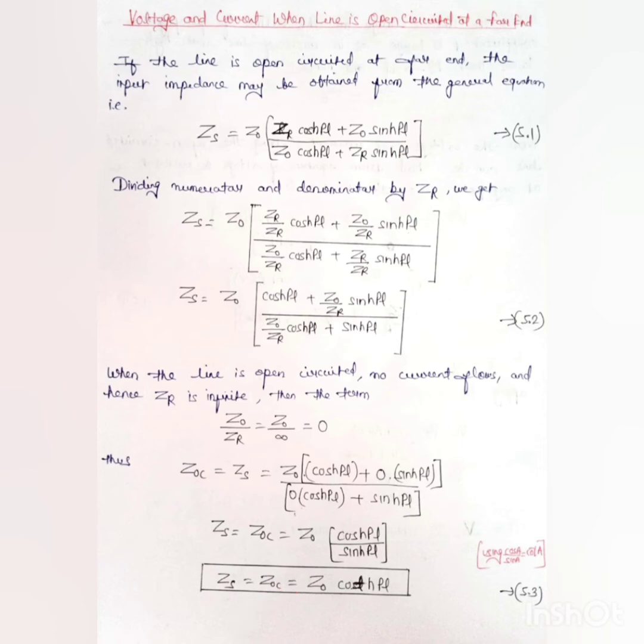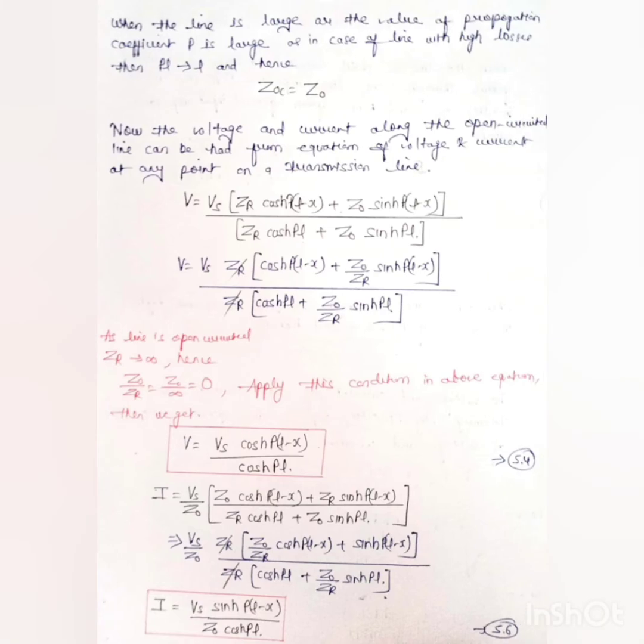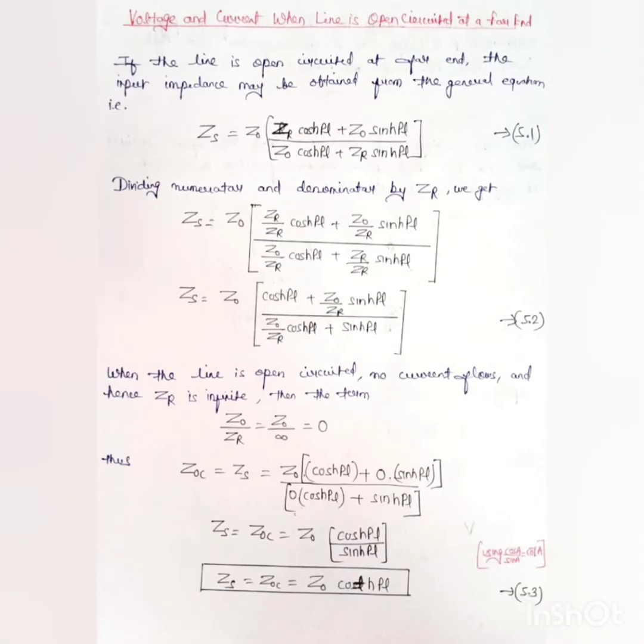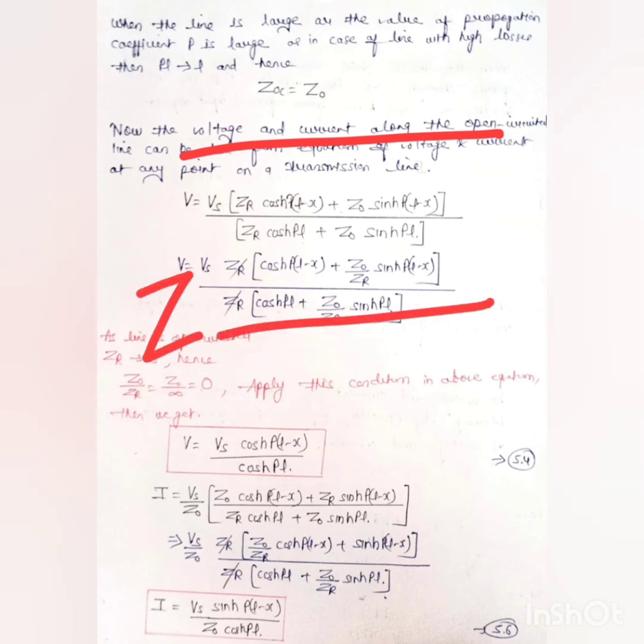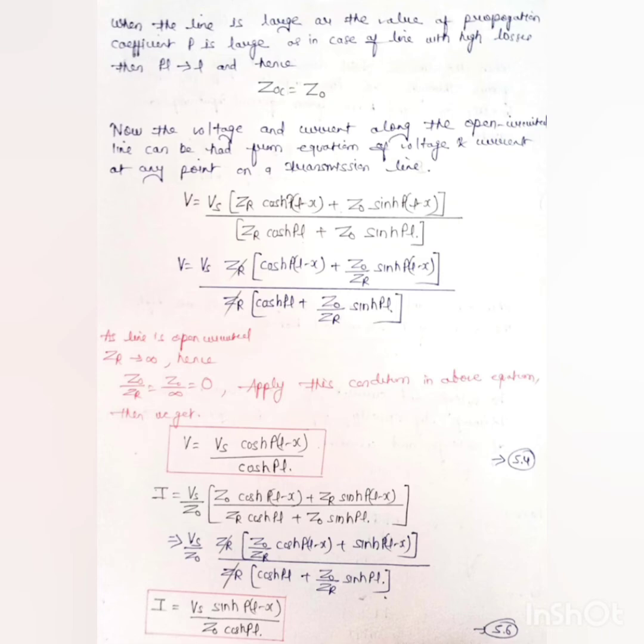Now we need to find the voltage and current relation of our transmission line. As you know, the voltage at the input side is Z of S, and the output side is Z of R. When there is an open circuit, the voltage equals the characteristic impedance; this condition is satisfied only when our transmission line is large.